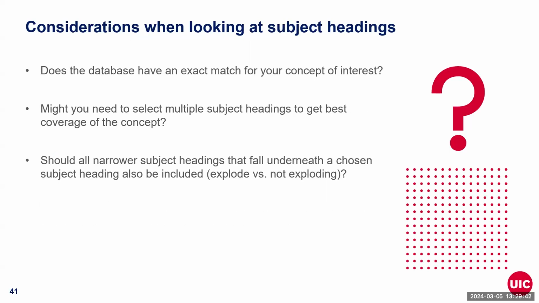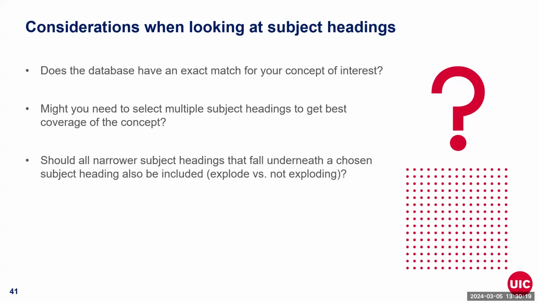So, considerations when looking at subject headings. Does the database have an exact match for your concept of interest? We don't just mean the term itself, but does the term, let's say physical activity, encompass everything that you had in mind when you specified that concept? Or might you need to select multiple subject headings to get better coverage of that concept? Maybe it's not all under one subject heading, and you have to pick multiple ones.